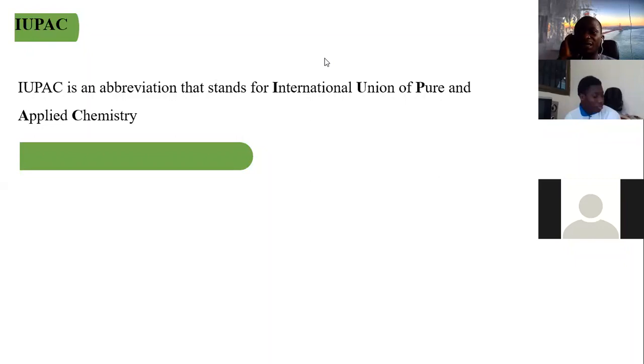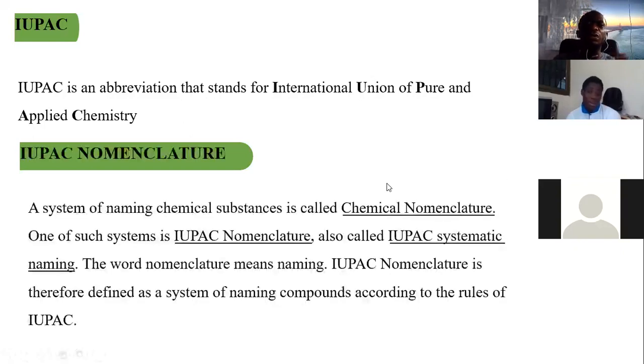So anytime you are asked in an examination, what is IUPAC? Just say the word IUPAC is an abbreviation for International Union of Pure and Applied Chemistry. That's all. It's a body of chemists that met and designed rules to follow in naming compounds. So that leads us to what we call IUPAC nomenclature. The word nomenclature just means naming.